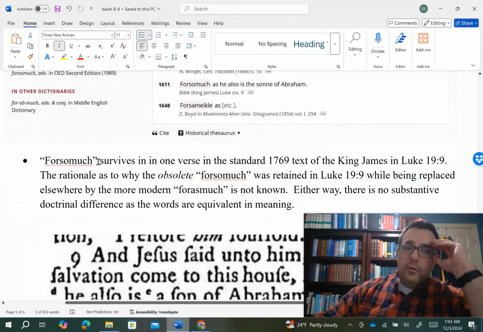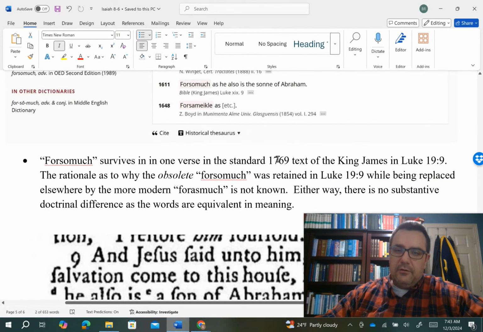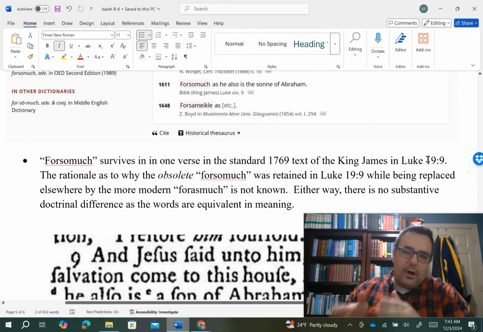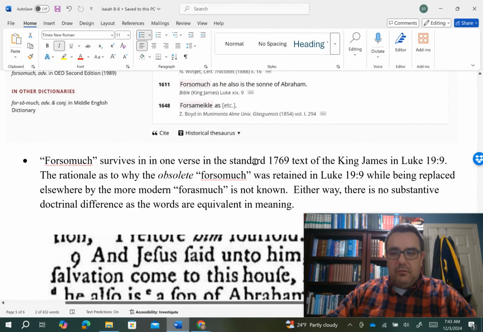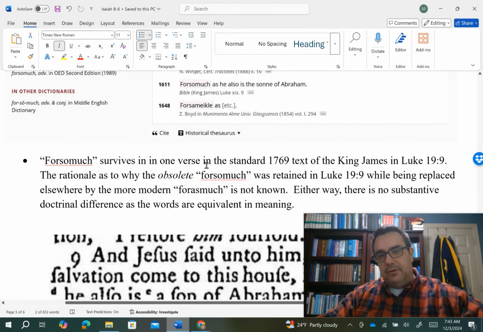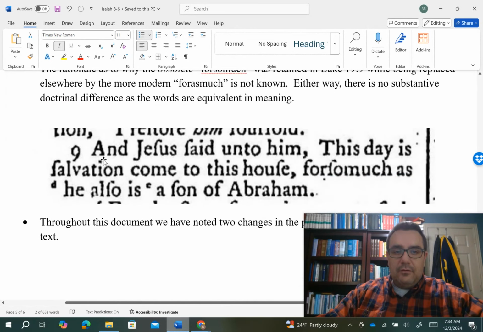So, "forsomuch" survives in one verse in the standard 1769 text of the King James Bible in Luke 19:9. So there is one instance in a King James Bible still to this day where you will find the word "forsomuch." It survives in one verse in the standard 1769 text of the King James Bible, and that is in Luke 19:9. So here is a screenshot of 1769, and Jesus said unto him, "This day is salvation come to this house, forsomuch." So that is still the same reading.